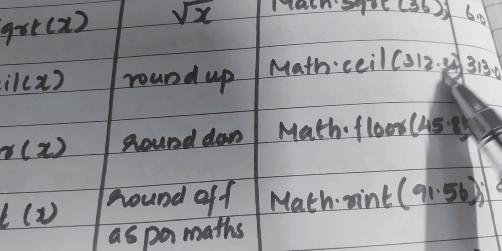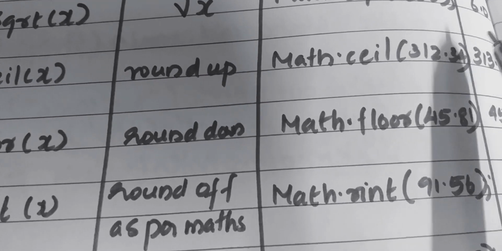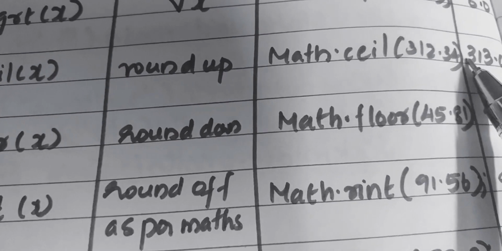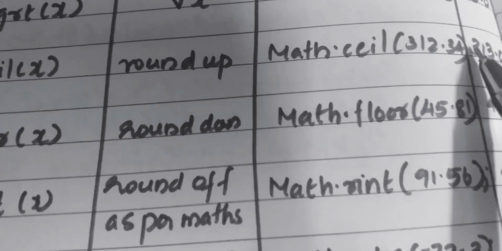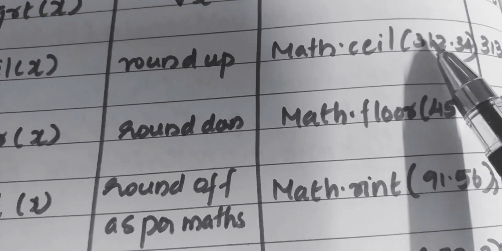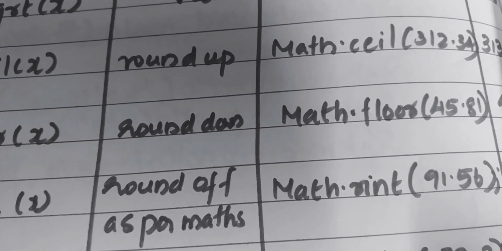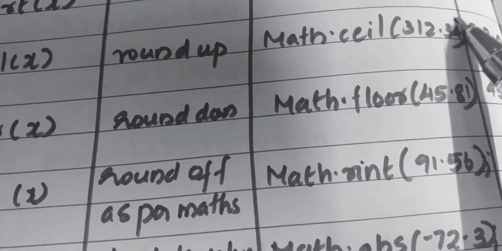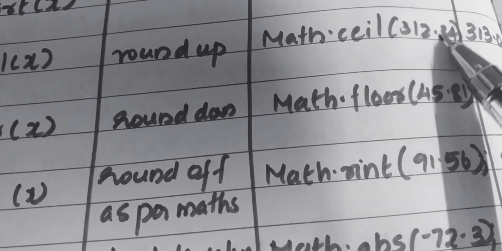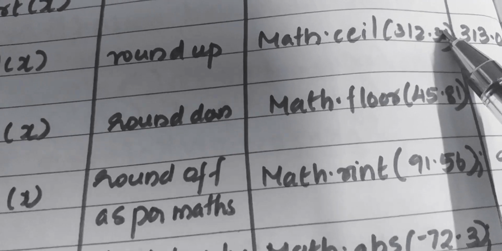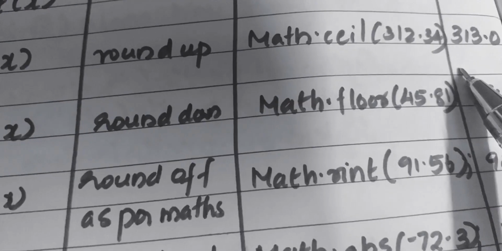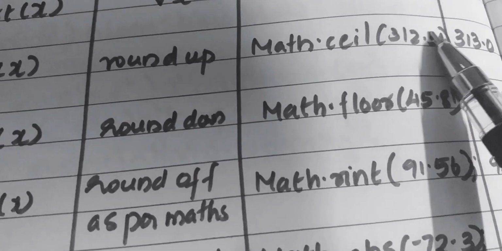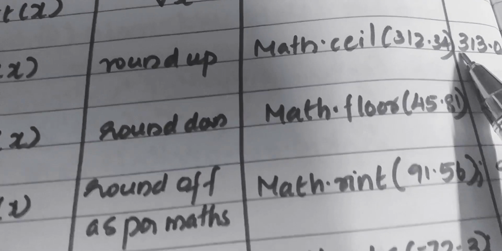So when we are rounding this number by using the ceil function, whatever value comes after the decimal point, whether the number is lesser than 5 or greater than 5 after the decimal part, it is rounded up to its higher number. That is, the integer part is rounded up to its higher number. That is 312 becomes 313. The decimal part is discarded. So we write the output as 313.0. Clear? So this is about the ceil function.